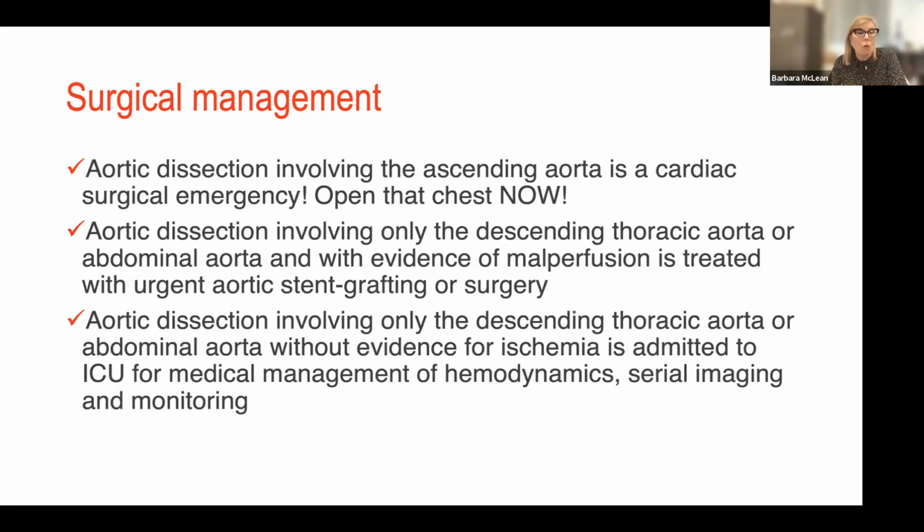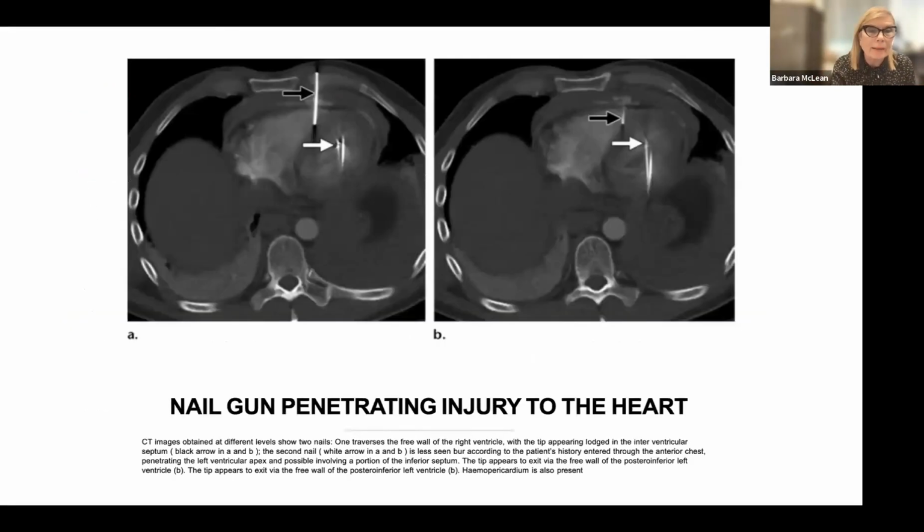Remember, if it's descending or abdominal, I have more time. If it's descending or abdominal and you have signs of malperfusion, you're going to go to the OR pretty quickly, or we're going to stent you pretty quickly in the lab. If you are not showing signs of malperfusion, we're not going to be too worried about you. We're going to send you off to the ICU, manage you medically, and monitor you. We're going to do serial cardiac visualizations to see if it's getting worse or better while we're controlling you medically.